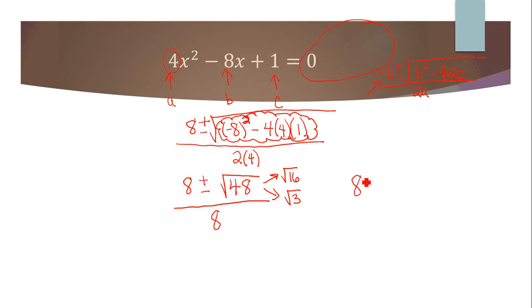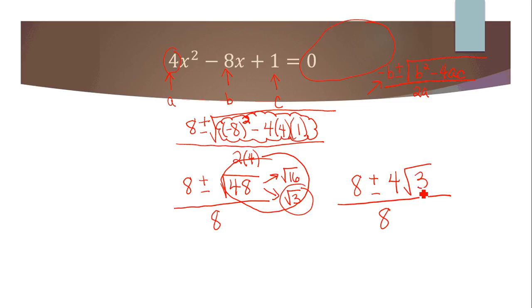Okay, so once I've broken that 48 apart, let's see what that would look like. It would become 8 plus or minus, still going to have the over 8 on the bottom, but that square root of 48 now, we're going to change him up. The square root of 16 is 4. The square root of 3 is, I don't know, right? That's the weird irrational part, so we're going to leave that alone. And this is where we are so far. We've broken apart the square root of 48 into 4 square roots of 3.